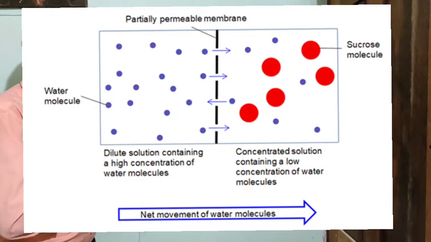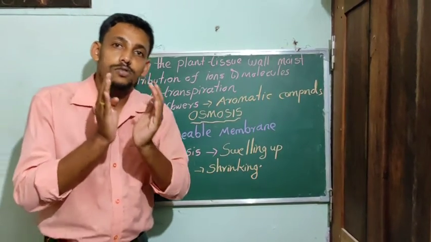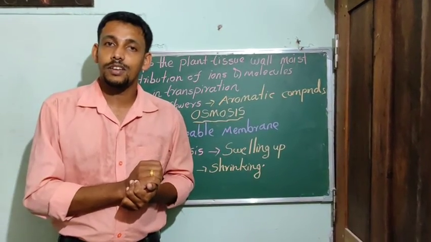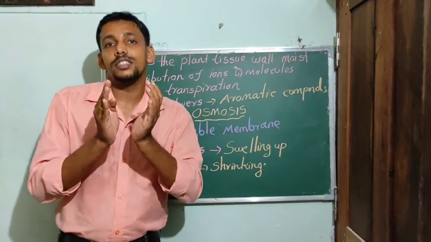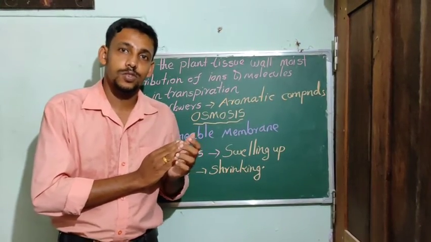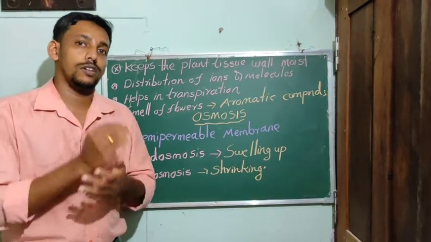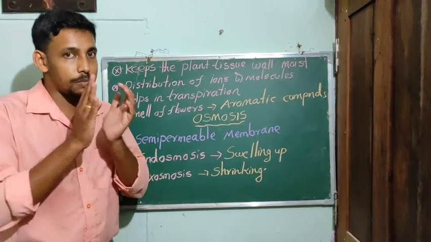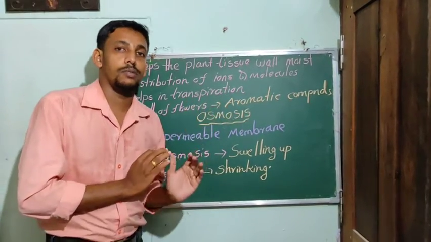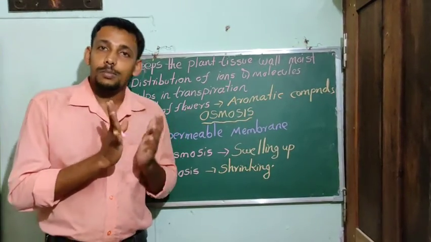So what is a semi-permeable membrane? It's a type of membrane which allows the movement of water molecules through it, and it prevents the movement of solutes through it. That type of membrane is known as semi-permeable, or selectively permeable. The cell membrane is a semi-permeable membrane.